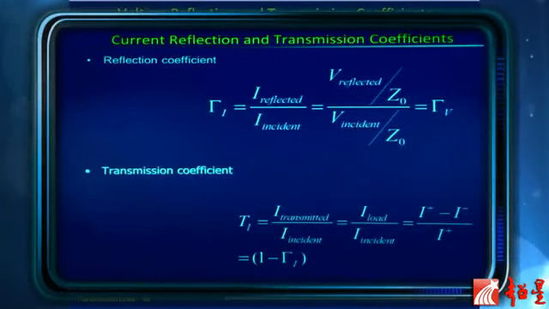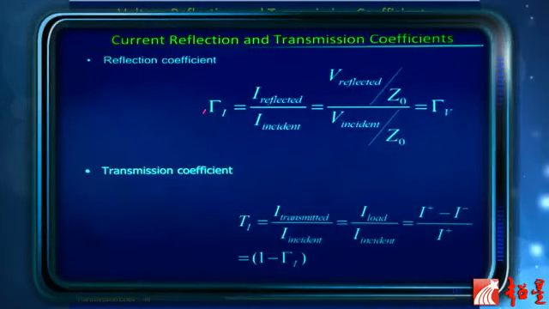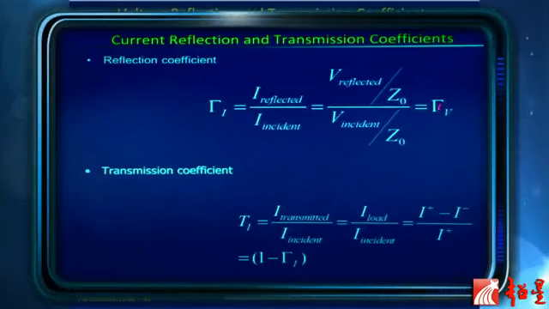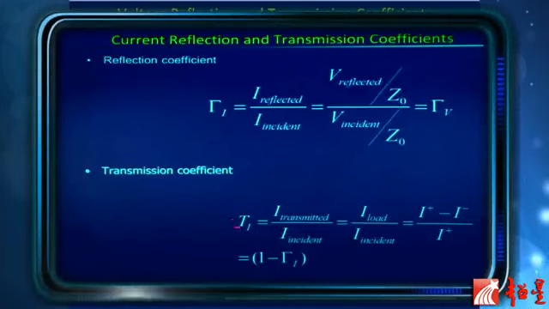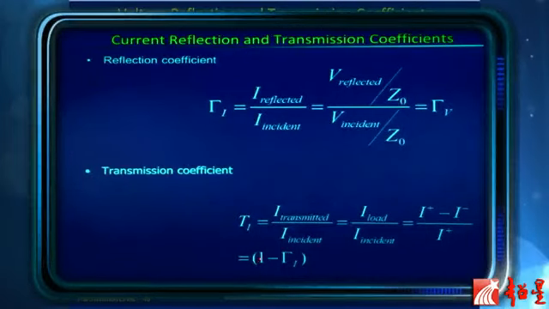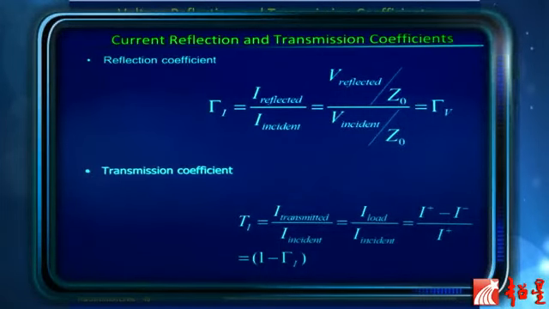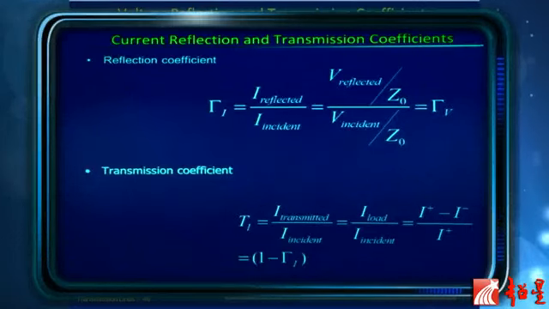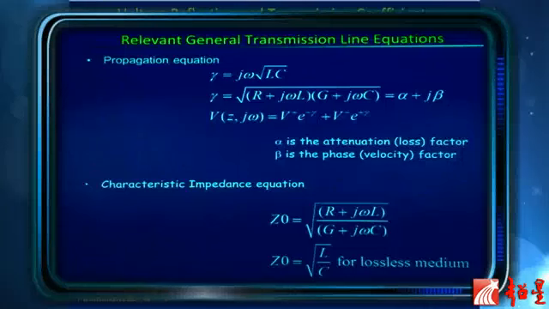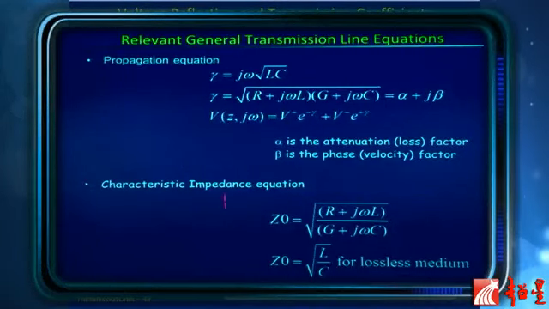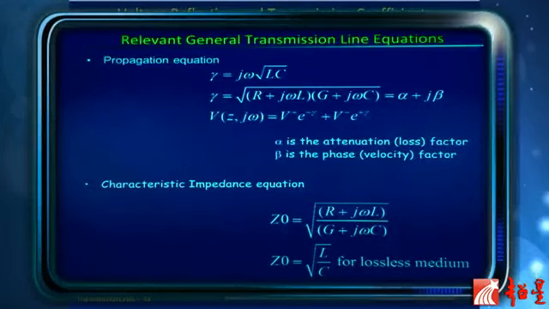We can also define current reflection and transmission coefficients. The current reflection coefficient is equal to the voltage reflection coefficient, but the current transmission coefficient is equal to 1 minus the current reflection coefficient because of the sign convention. I'm going to skip this; I include it for completeness.